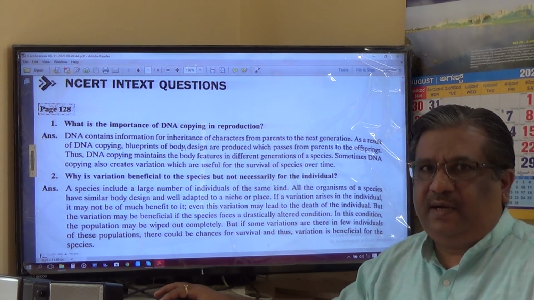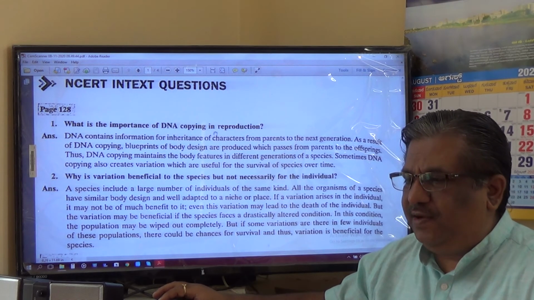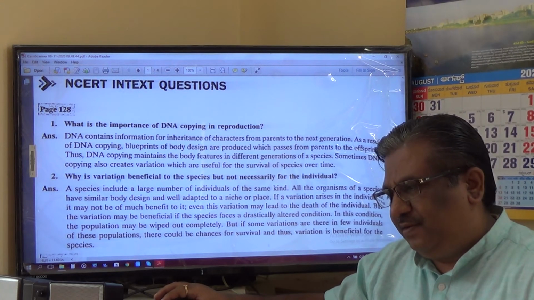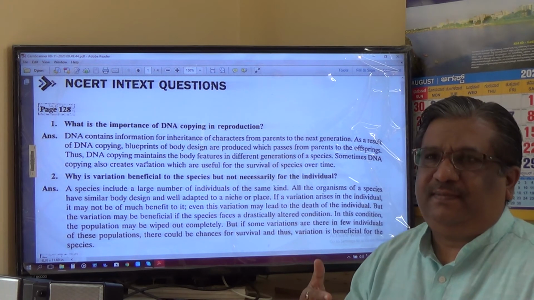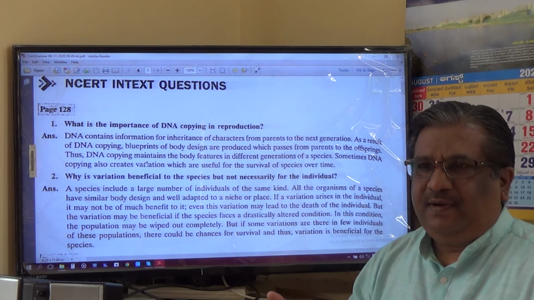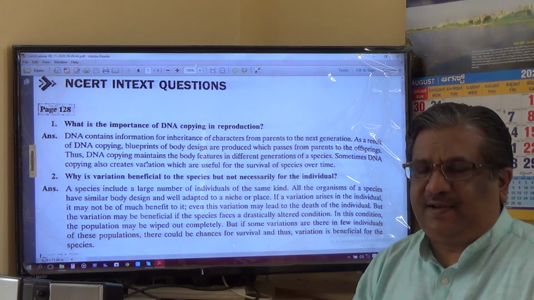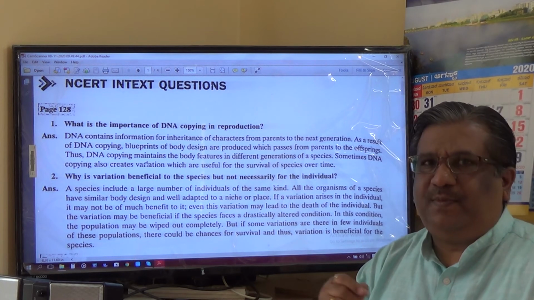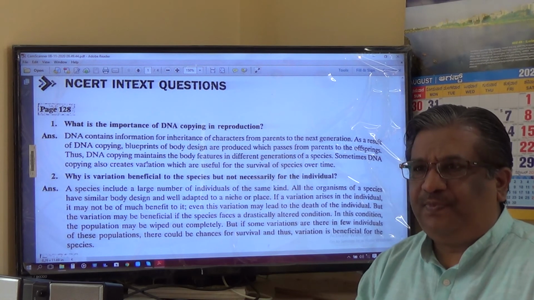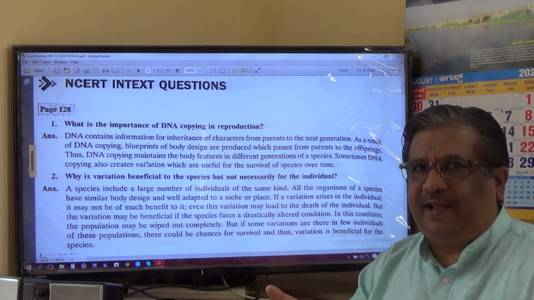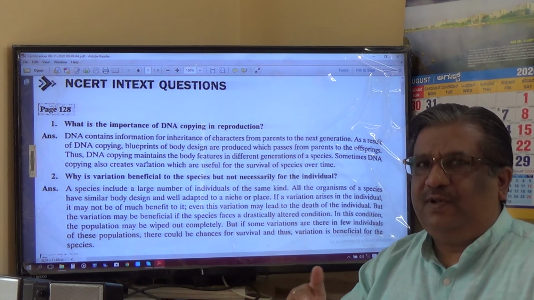We'll go through Intext and exercise questions. Okay, fine. What is the importance of DNA copying in reproduction? Reproduction is a basic event that produces similar offsprings. In order to produce the similar offsprings, there should be similar blueprints of the body design, and the blueprints of the body design is governed by the DNA because it contains an information source for making proteins. If the information in the DNA is changed, then different features of the body are formed, and therefore DNA copying is very important in order to maintain the body design similar to the parent.